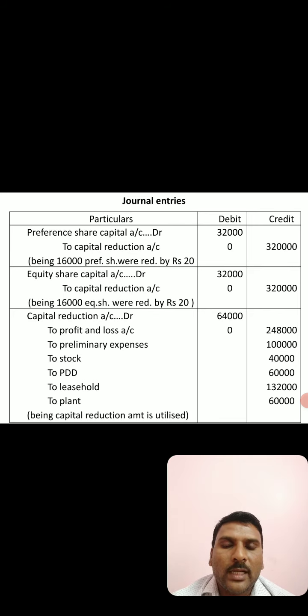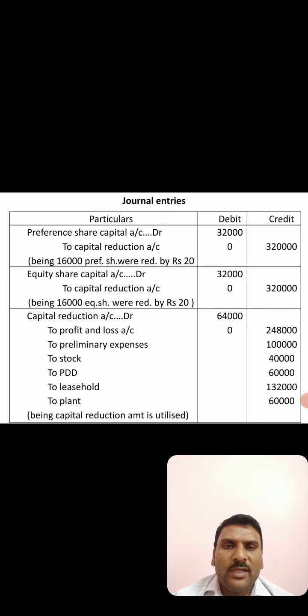After the sacrifices made by the equity shareholders and preference shareholders, we are getting 6,40,000 as capital reduction amount, and such amount is utilized for writing off profit and loss account 2,48,000, preliminary expenses 1 lakh, stock 40,000, provision for doubtful debts 60,000, leasehold 1,32,000 and plant 60,000. Like this we have utilized the full 6,40,000 for writing off all the losses.